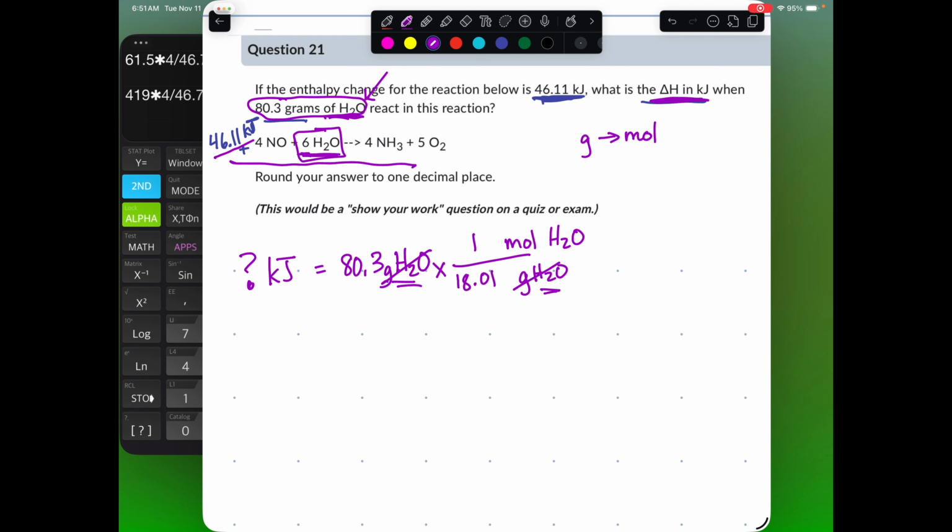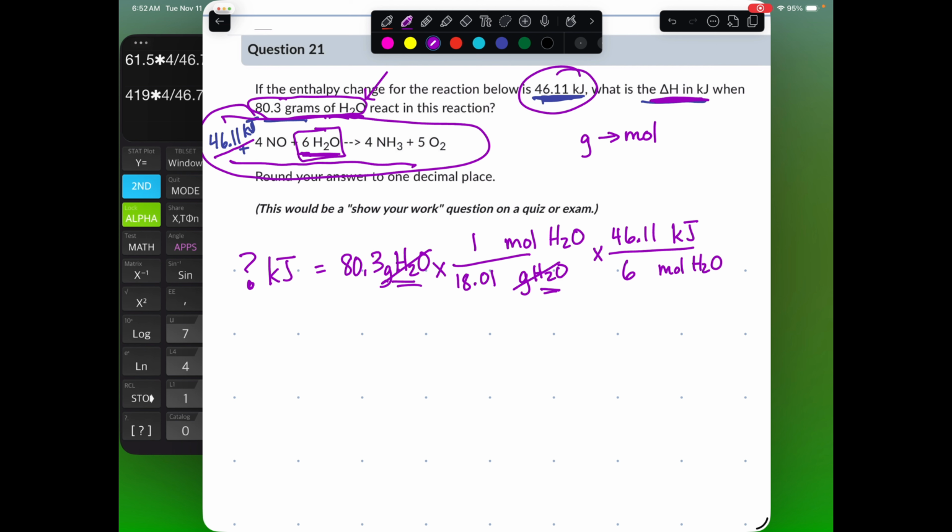So I'm at moles of water. My next conversion factor will have moles of water in the bottom so that it cancels. And now I can use that equivalence from the reaction. I can go from moles of water to kilojoules because in this particular reaction, 6 moles of water is equivalent to 46.11 kilojoules. That's the information given in the problem. My moles of water will cancel. My answer will be in kilojoules. That's what I'm trying to find.